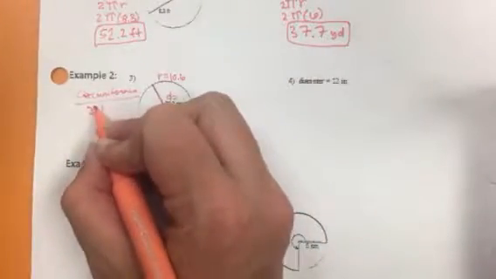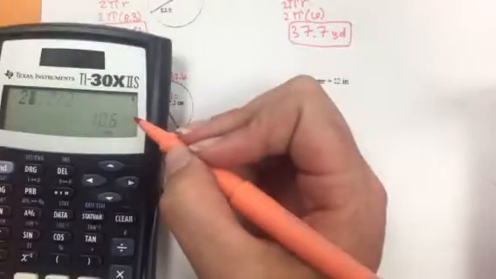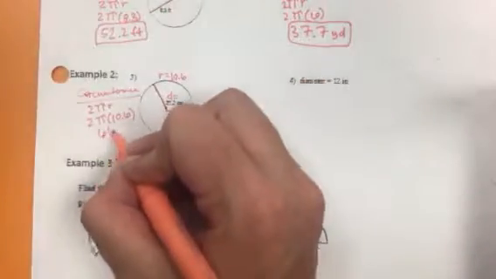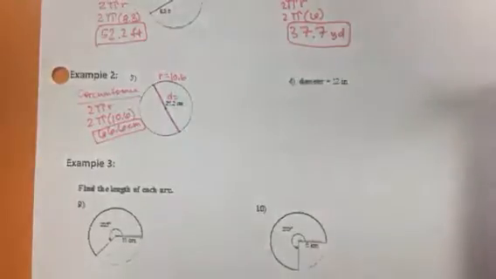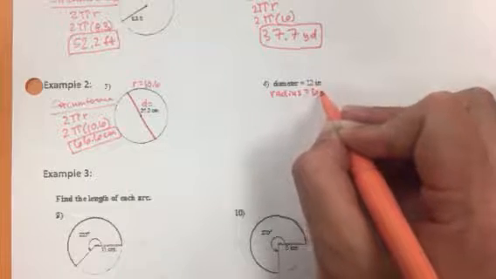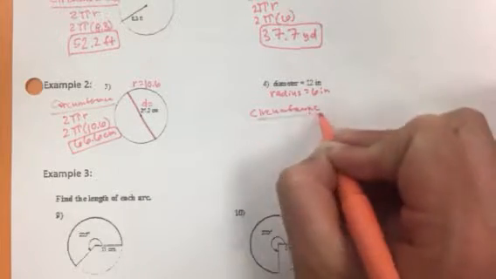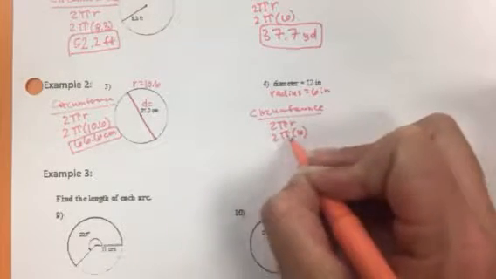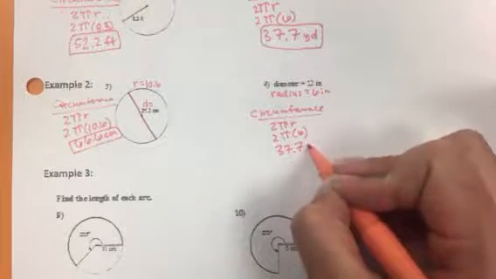Circumference. 2 pi r is 2 pi times 10.6. That's 66.6. Measurement, centimeters. Diameter again, radius would be half of it. Half of 12 is 6. Circumference, I do 2 pi r. 2 pi times 6 we've already done. It was 37.7, measurement inches.